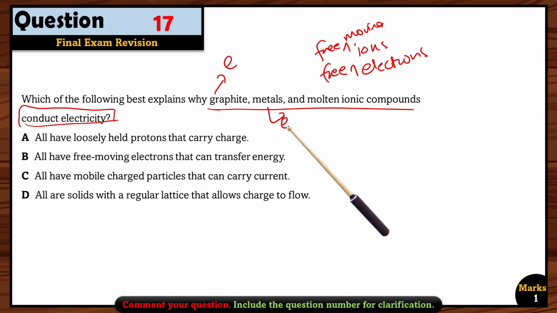Metals. Metals can also conduct electricity because they have free moving electrons, which are responsible for conducting electricity in metals. That's why metals and graphite, both in the solid form, can conduct electricity.